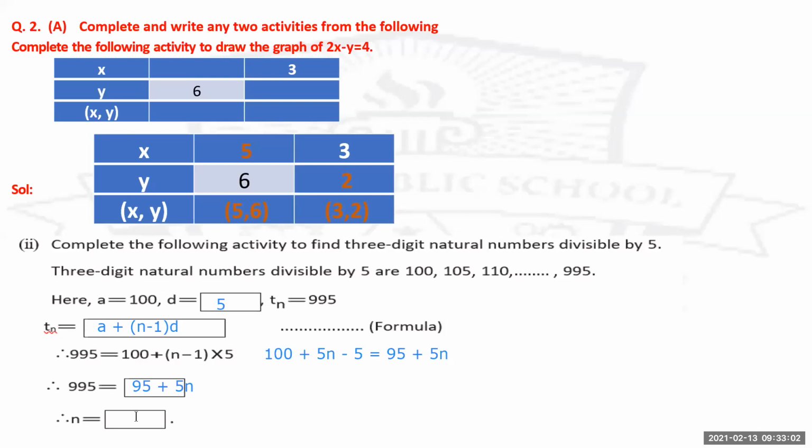So 95 will go to the other side. So n equals what? It is 995 minus 95, divided by 5. So 995 minus 95 is 900 upon 5. So what is the value of 900 upon 5? Can anybody tell me the answer? 180. Very good, students. Very good.